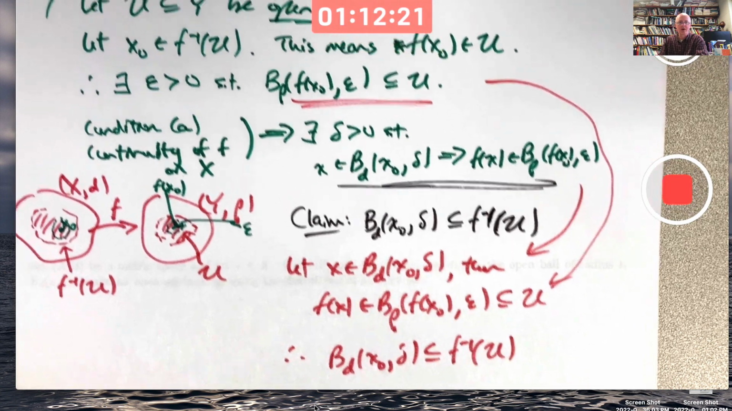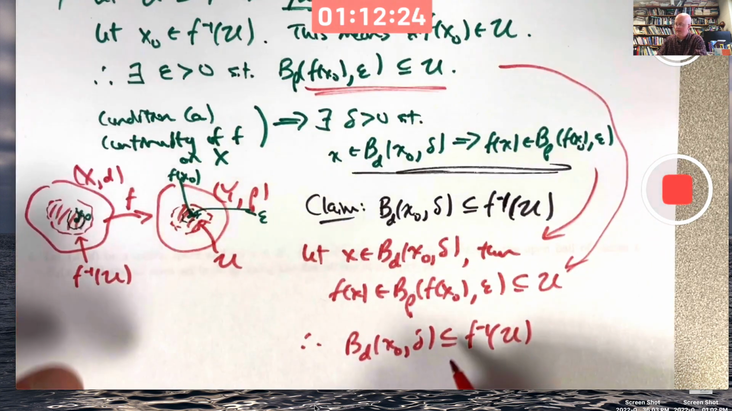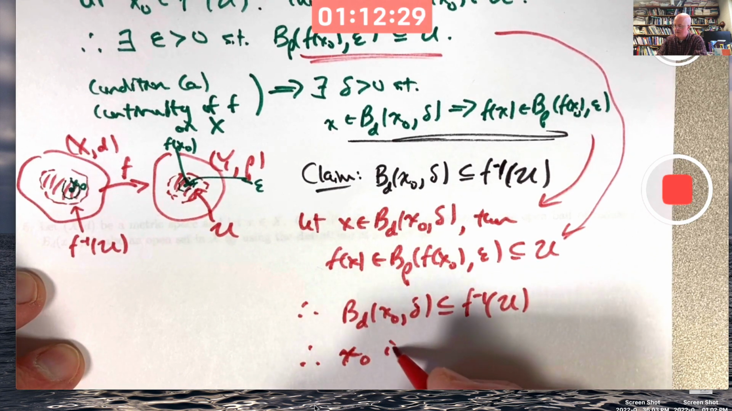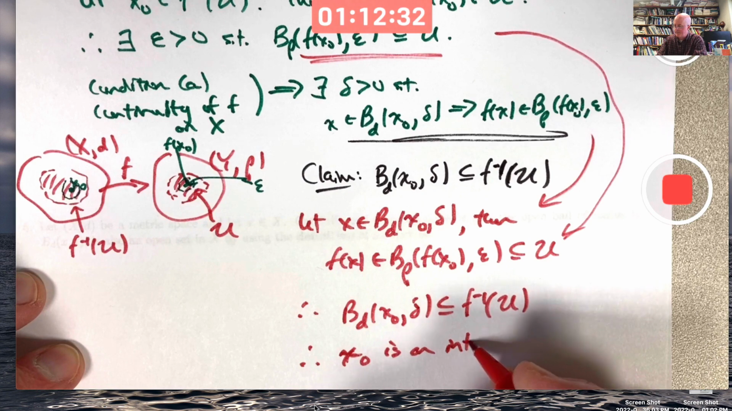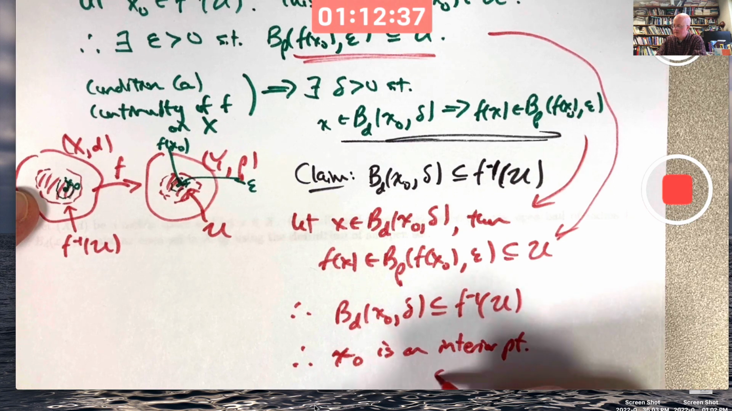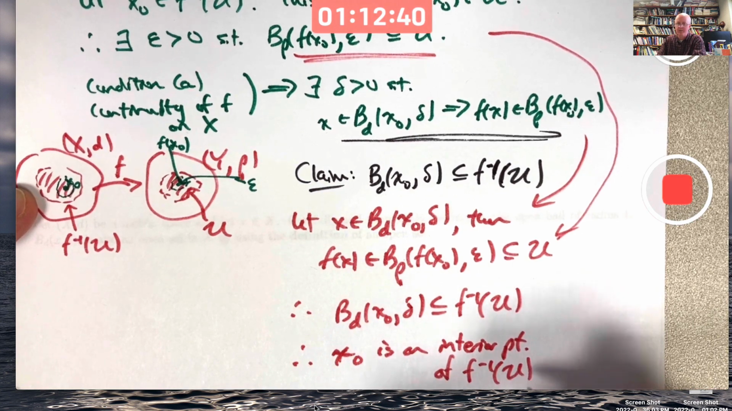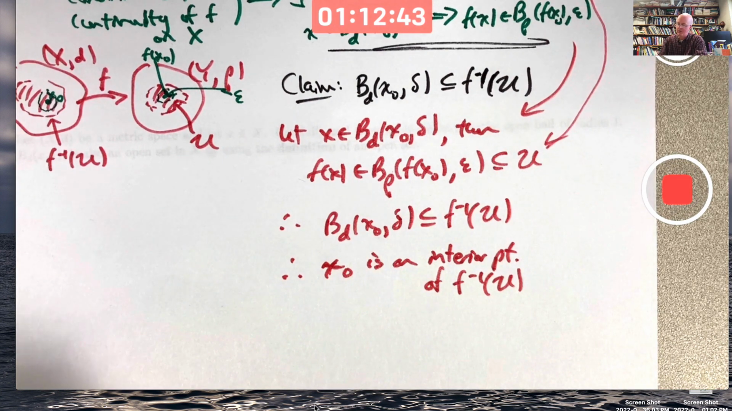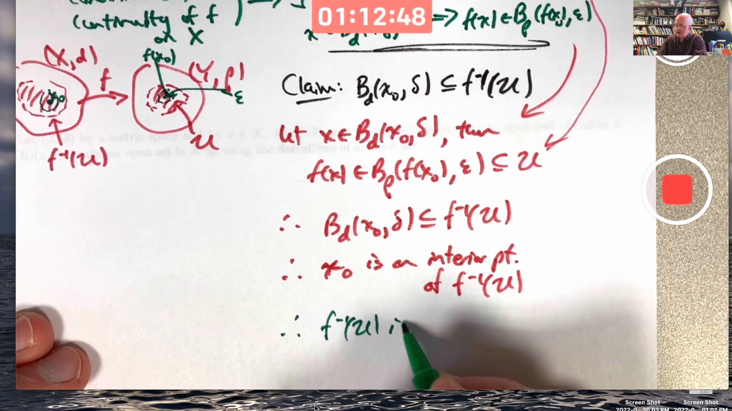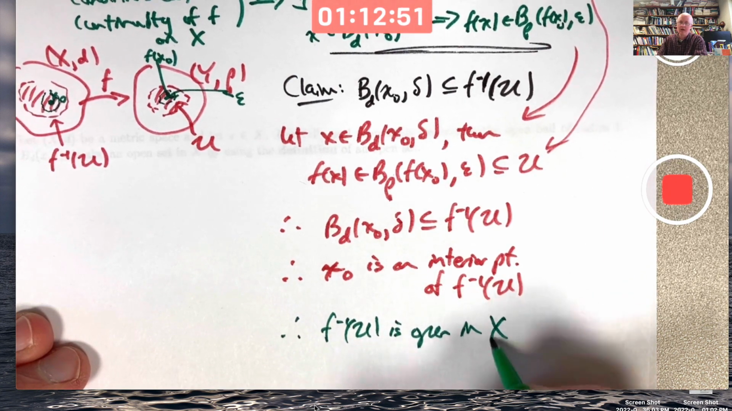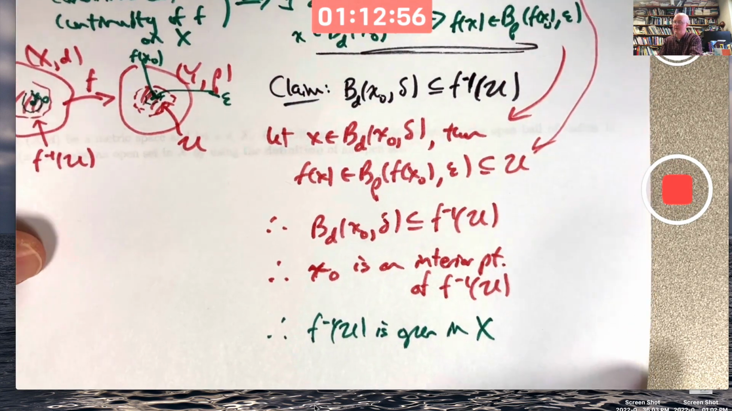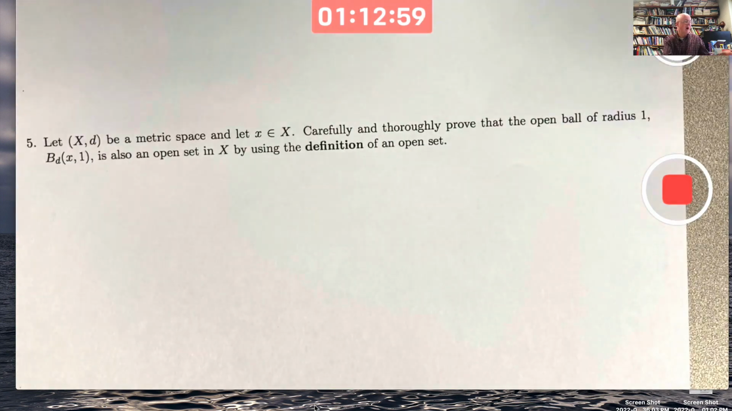And since x0 was an arbitrary element of the preimage, and I've shown that it's an interior point, x0 is an interior point of the preimage. It's an arbitrary point of the preimage that I've shown is also an interior point of the preimage, and therefore the preimage is open. Okay? Again, it feels like you're going around in circles with this stuff, but you really are proving what you need to prove. Last problem.